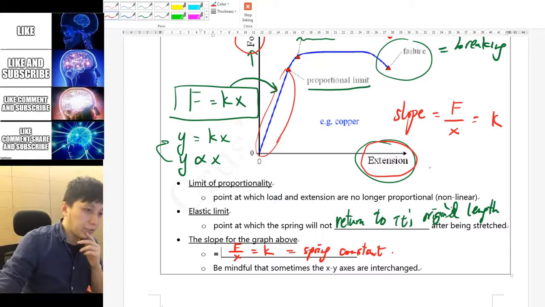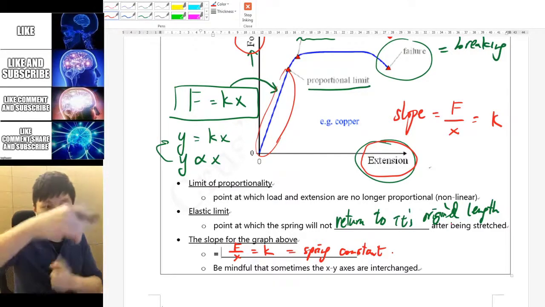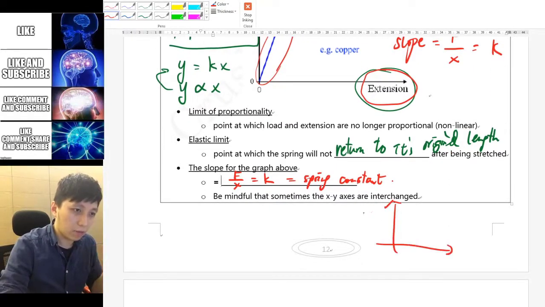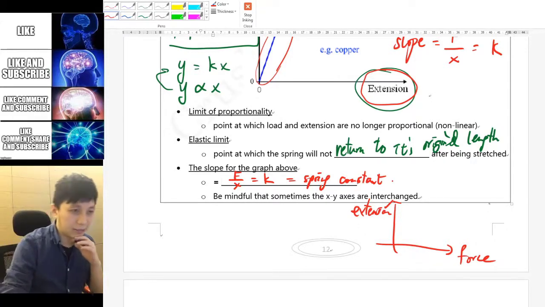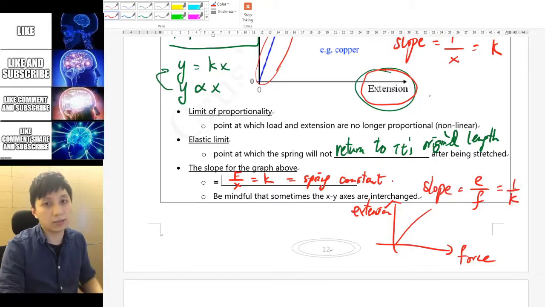However, one thing I would like to remind you is sometimes the graph that is shown to you may be interchanging the axes. That means you may be given a graph having extension and force like this. Okay, force is on the x-axis instead. So if a graph is given to you like this, then the slope will actually represent e over F. And so in this case, the slope would then be 1 over k instead. So you have to be more careful about the label of the graph itself.